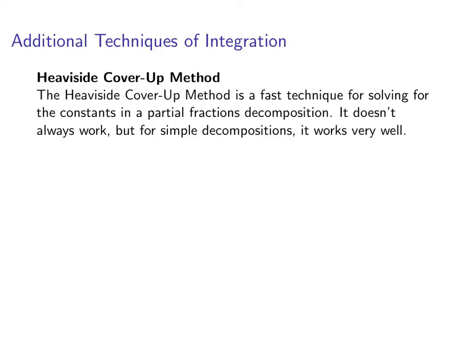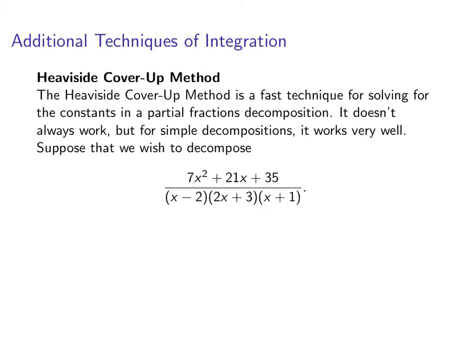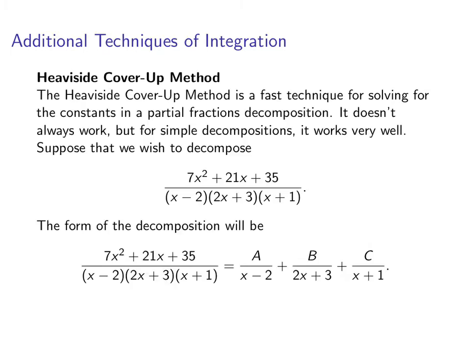The downside of the Heaviside cover-up method is it doesn't always work, but it does for very simple decompositions. Let's suppose we had a fraction that looked like this. I've already done the factorization in the denominator, and we want to do a decomposition. The form of the decomposition looks like this: a over x minus 2 plus b over 2x plus 3 plus c over x plus 1. All right, let's say we want to find a.